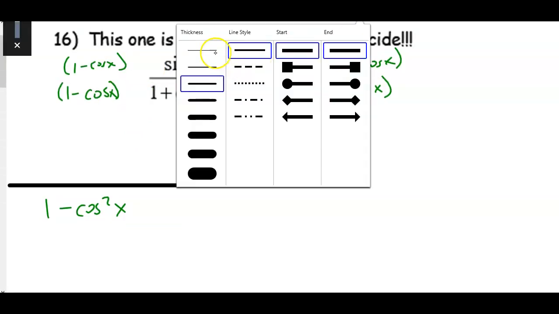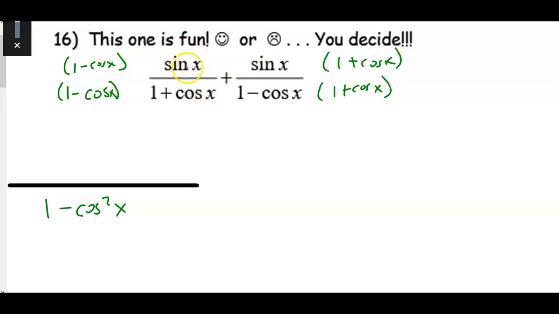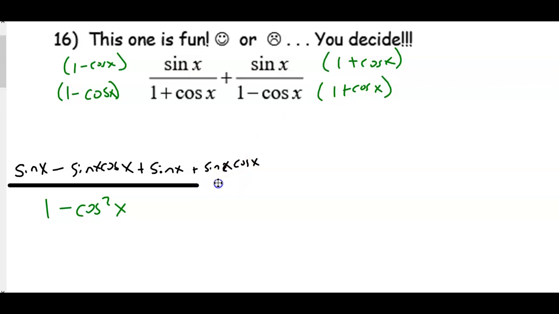So now, what you want to do is distribute at the top. So I need to do sine times 1, sine, and put my minus sign right here, sorry. Now do sine times cosine. And now over here, I got this plus. So I'm going to do sine times 1 is sine, and sine times positive cosine is going to be sine x cosine x. Now, what we want to do is simplify as much as we can at the top. And if you see, sine x and sine x will give me 2 sine x. And then right here, you see that's a positive sine x cosine x and a negative sine x cosine x. Those cancel.